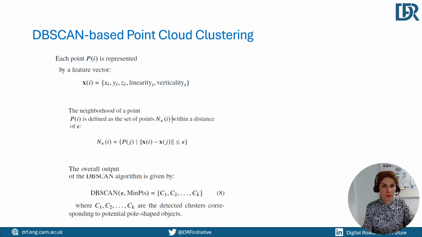The DBSCAN algorithm requires two parameters, the maximum distance and the minimum number of points. If the number of points within this neighborhood is greater or equal to minimum points, then the point is considered as a core point, which is a point around which a cluster can form.